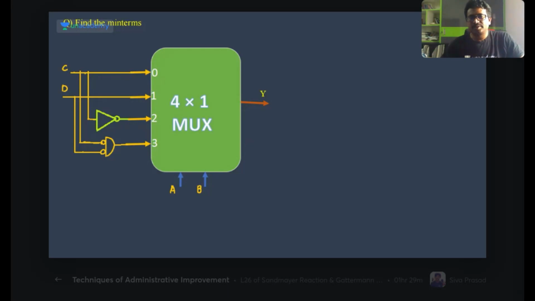Right. Now can you tell me this problem? Now tell me here, what I will get for this Y. Here this is given C, this is D, and this is C bar. And here this is C bar. Here we have C bar into D bar, isn't it? C bar into D bar.